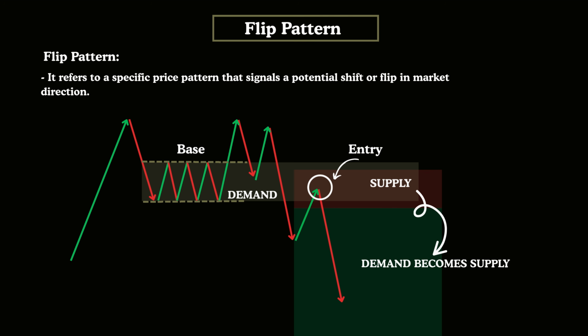Successful trading of flip zones requires clear rules, confirmation signals, and contextual alignment with the broader market structure. These advanced filters and criteria will be explored in upcoming lessons. But for now, let's move on and learn how to recognize valid supply and demand zones using candlestick formations.